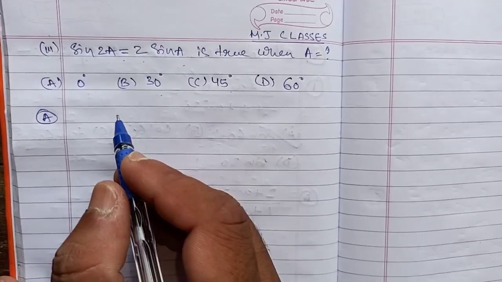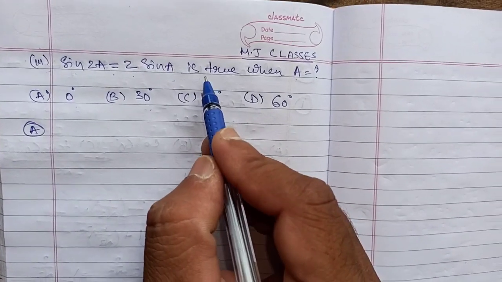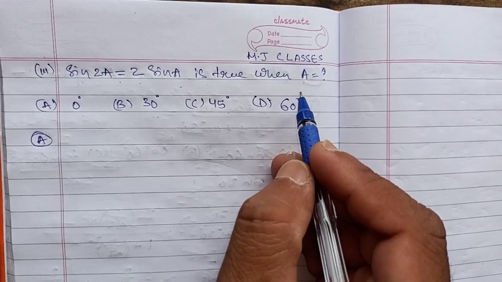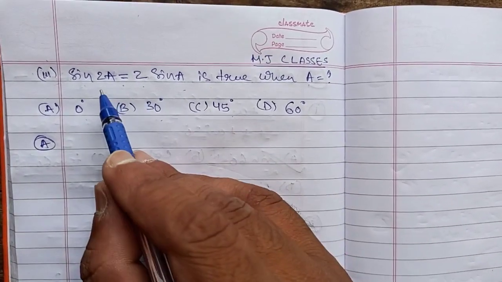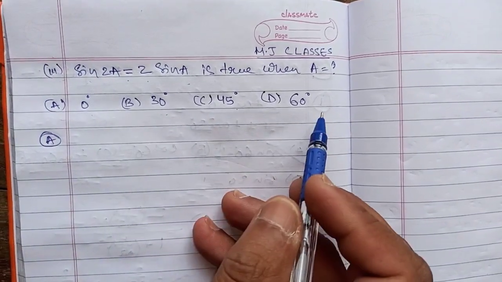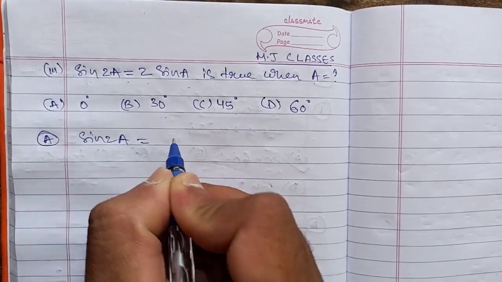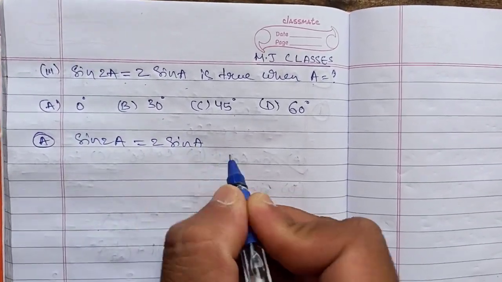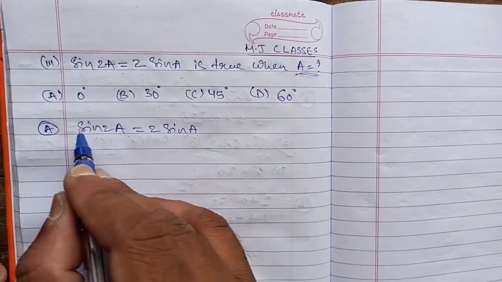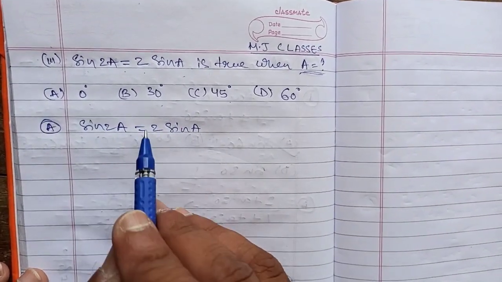Now question number 3 bit. In the third bit it is asked: sin 2a equals 2 sin a is true when a equals question mark. We have to tell the proper value in place of a which will satisfy this equation. A can be 0 degree, 30 degree, 45 degree or 60 degree. So I will write the question: sin 2a equals 2 sin a. We have to tell the correct value of a, which degree will satisfy this equation.